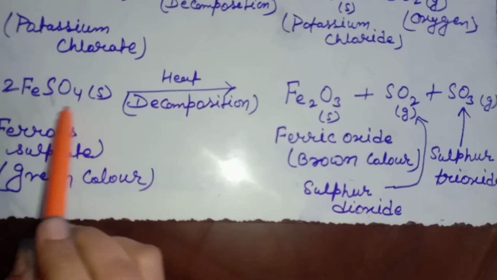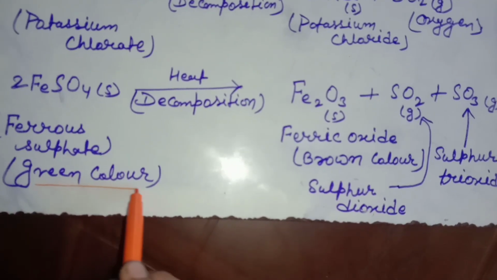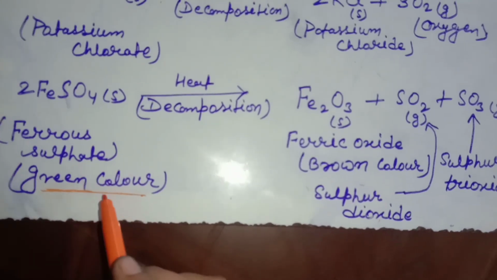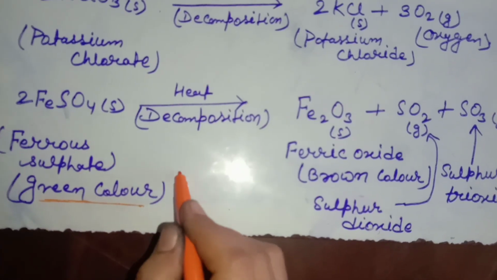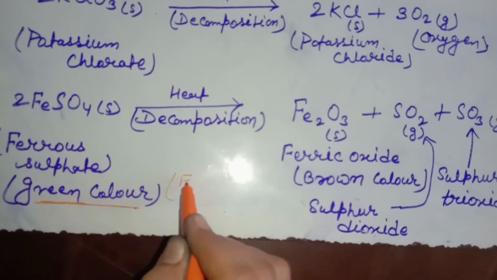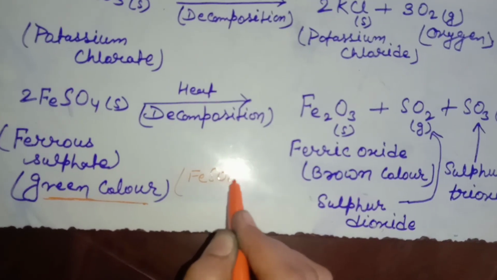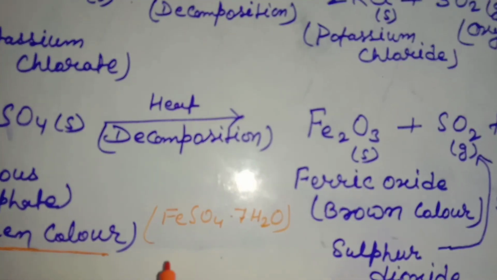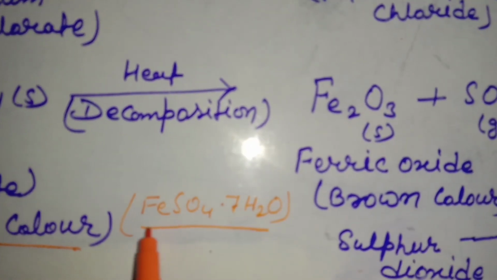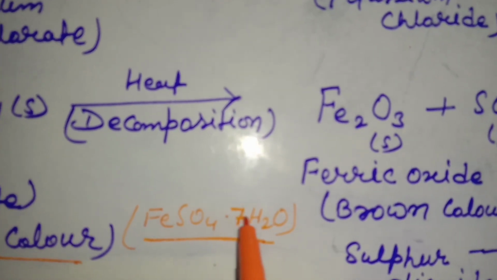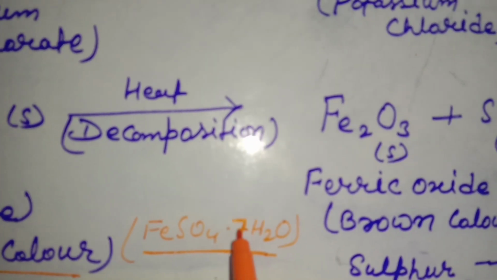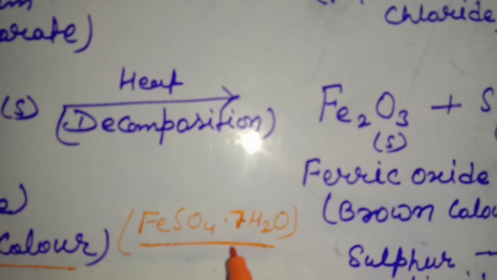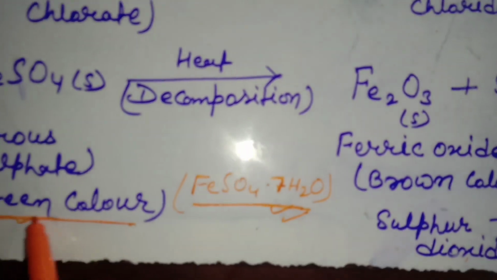Dear student, the color of ferrous sulfate is green. Here, why is the color of ferrous sulfate green? So I would like to tell you. See here, the ferrous sulfate formula I have written is FeSO4. It contains 7 molecules of water, and this is said to be a crystal. What is it said to be? Crystal of ferrous sulfate. Due to the crystallization of water, the color of this ferrous sulfate is green.